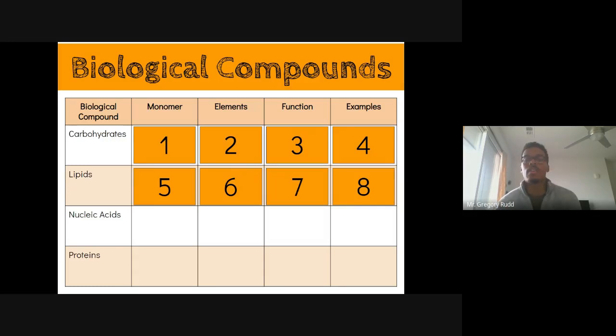Thank you. But yesterday we talked about two specific macromolecules, carbohydrates and lipids. And I told you guys that there were 4 things about each of these biological compounds that you need to know. And here they are right now. You need to know the monomer that makes up each biological compound. You need to know the element that makes up each compound. You need to know that biological compound's function, so what it does. And you also need to be able to provide examples of the biological compound.